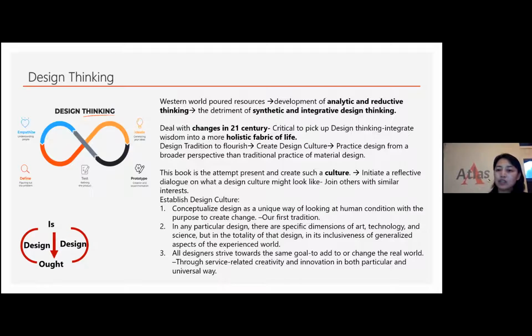We tie back to this chapter title. In any particular design, there's a dimension of art, technology, and science. And this inclusive way of experiencing the world can totally enrich our life and give us more tools to solve the world's problems. Even though all designers strive toward the same goal of adding change to the real world, they do it through service-related creativity and innovation, in both a particular and a universal way. We mentioned that design is both universal and particular. We solve a universal problem using a particular method.